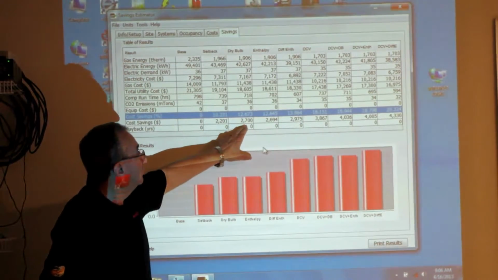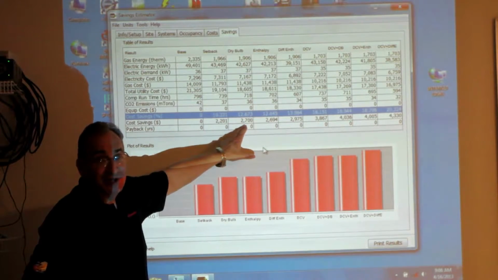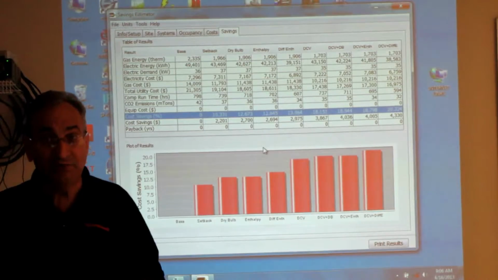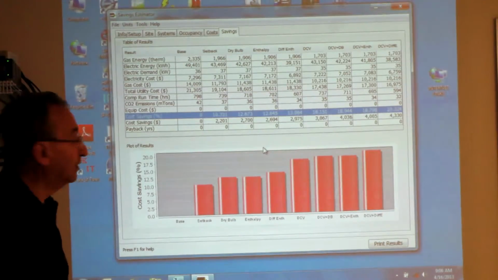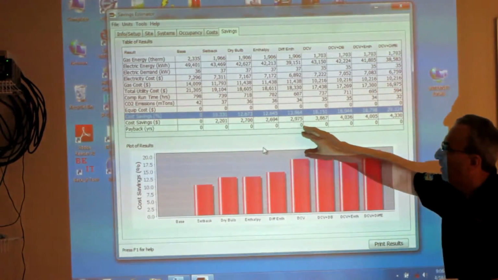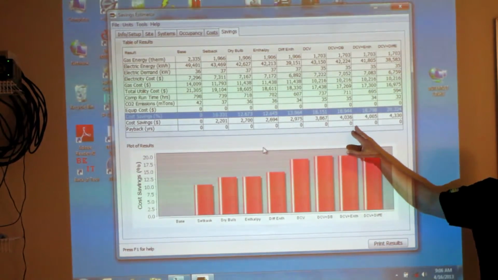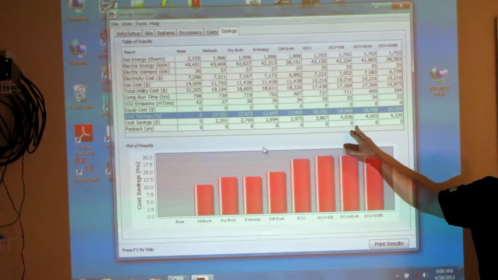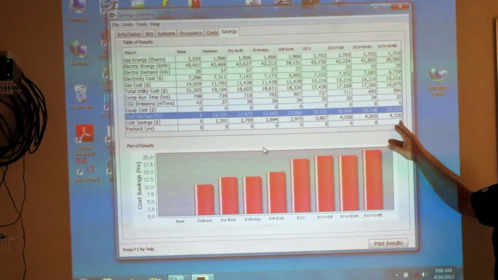You notice? Enthalpy isn't saving me money here. Enthalpy is comparing temperature and humidity instead of just temperature, because I guess the weather is dry enough here that your savings isn't as much. I don't have any payback here because I didn't put a cost in there. If I had put the cost, what it would cost to install, you'd see a number here for payback.